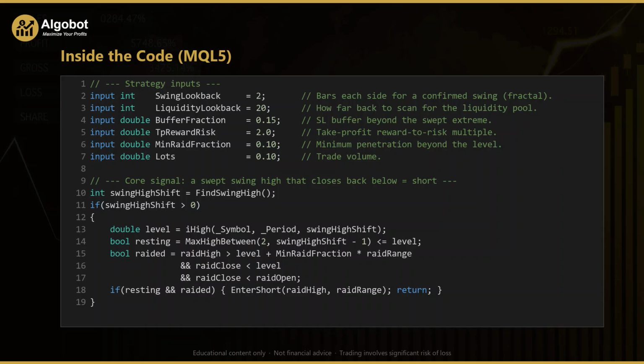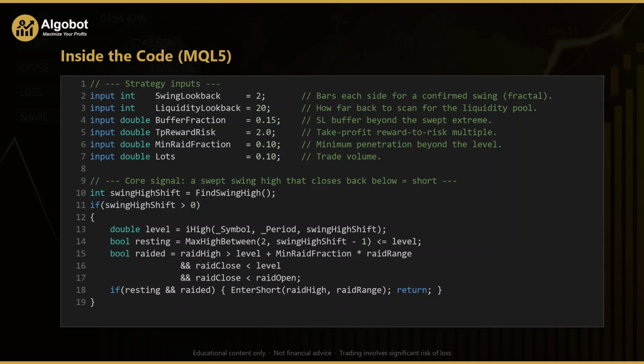Now the signal block. The function find swing high returns the bar position of the most recent confirmed swing high, and if one exists, the code reads its price into the variable called level. The resting check confirms that no candle in between had already traded above that level, so the liquidity is still untouched. The raided check is the heart of the setup.